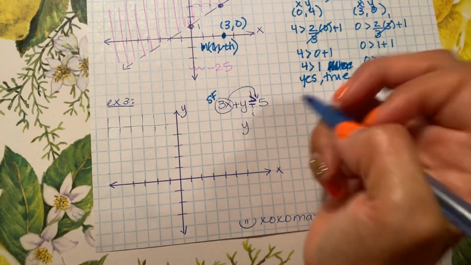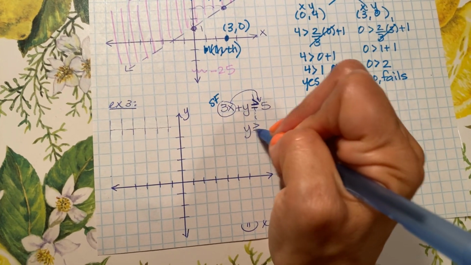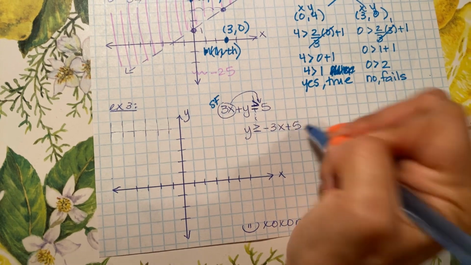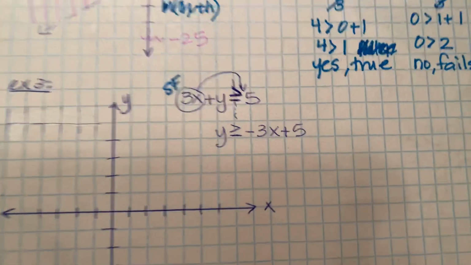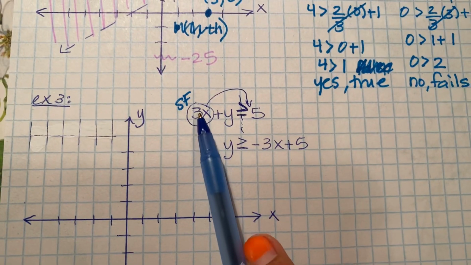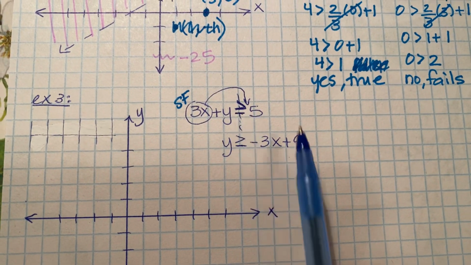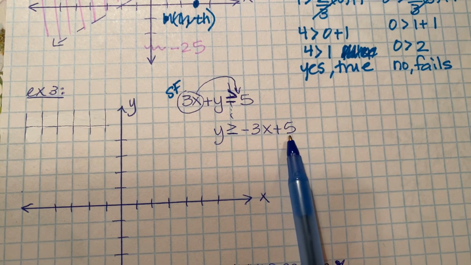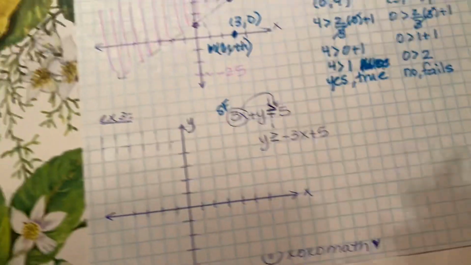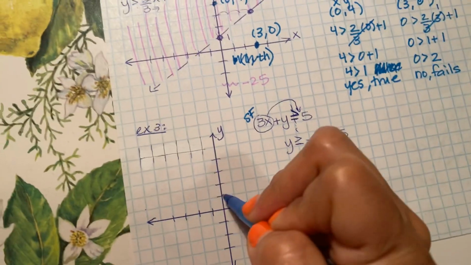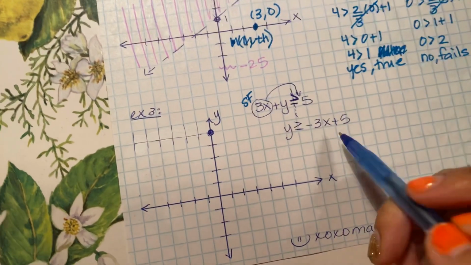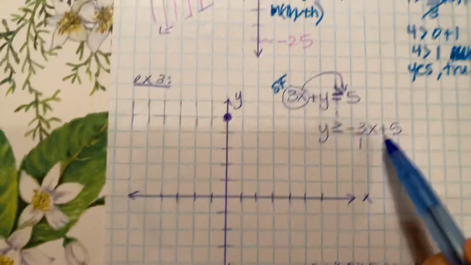Okay, greater than or equal to. So y is greater than or equal to negative 3x plus 5, right? So positive, jump the inequality, negative. But the positive is still on the right, so you leave it unchanged. Okay, so positive 5, 1, 2, 3, 4, 5, right? Every integer has a denominator of 1.